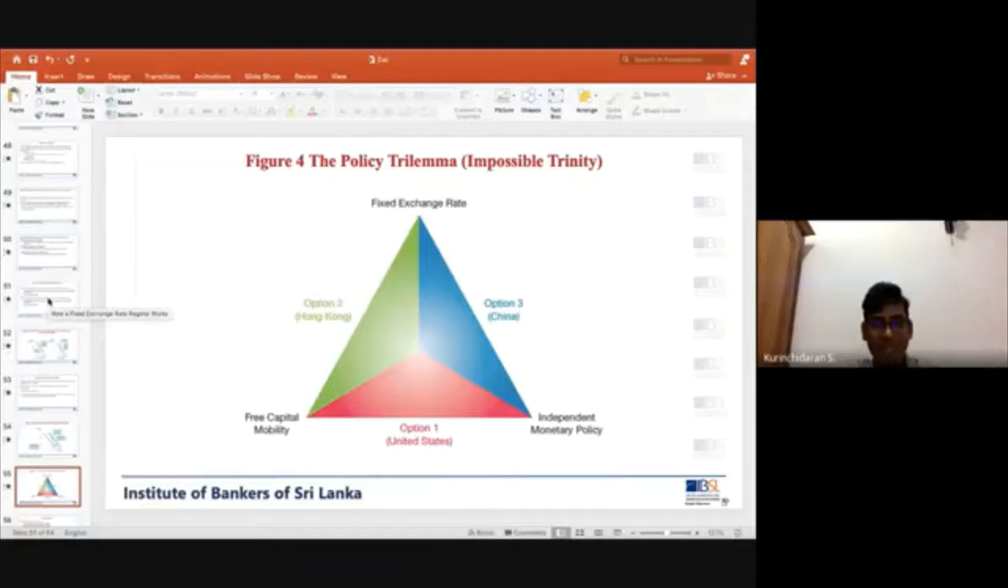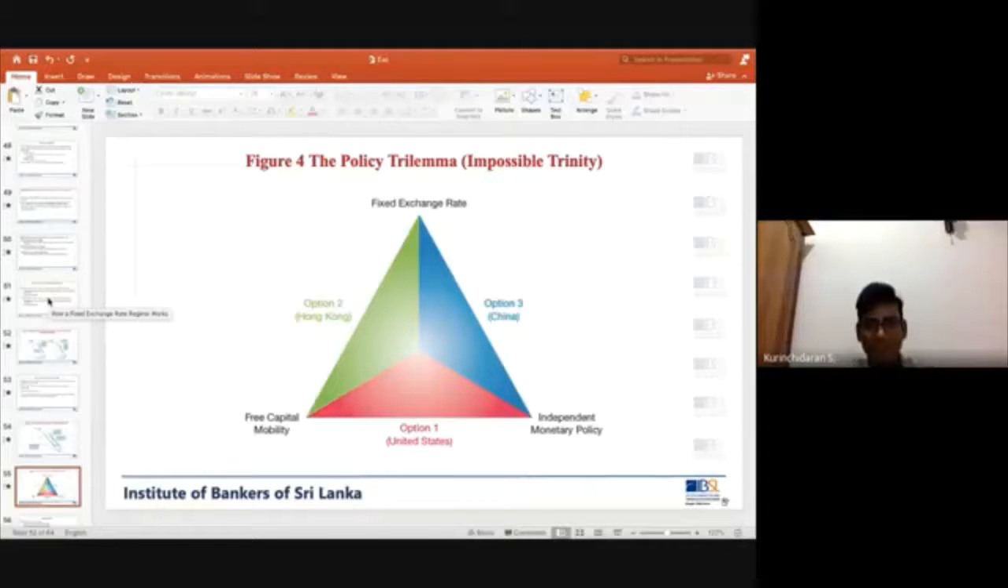The policy trilemma says you can have only two at a time. You cannot have all three in an economy. You can have a fixed exchange rate and independent monetary policy, but you cannot have free capital mobility. Or you can have independent monetary policy and free capital mobility, but you cannot have a fixed exchange rate. Or you can have free capital mobility and a fixed exchange rate, but not independent monetary policy. It's a policy trilemma. I just explained.